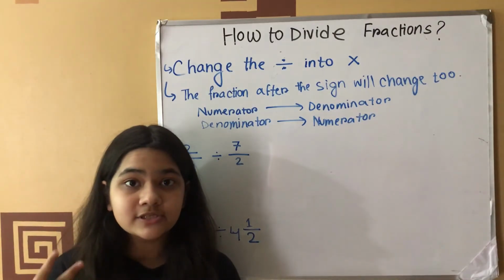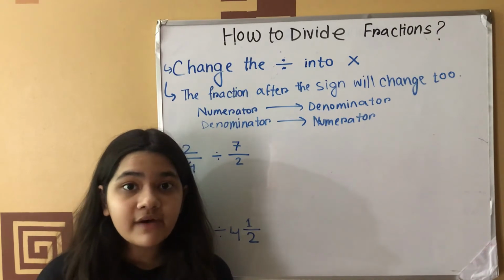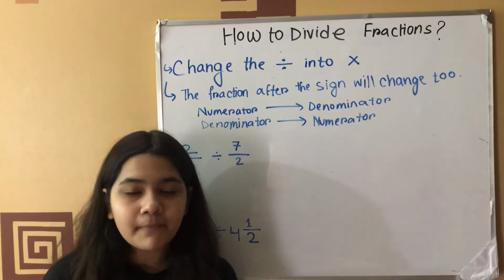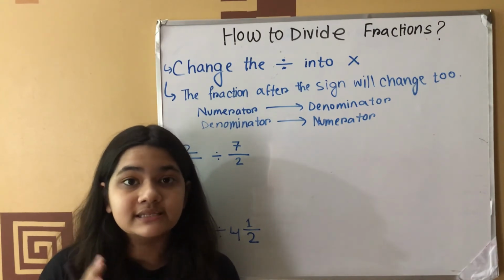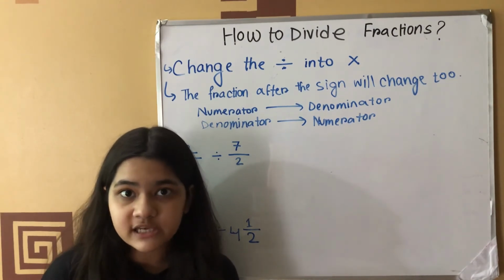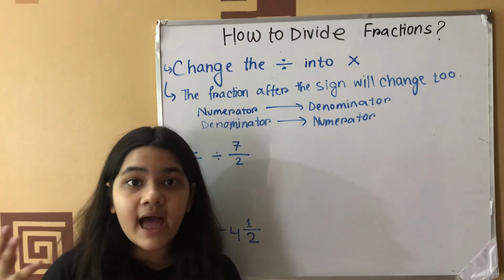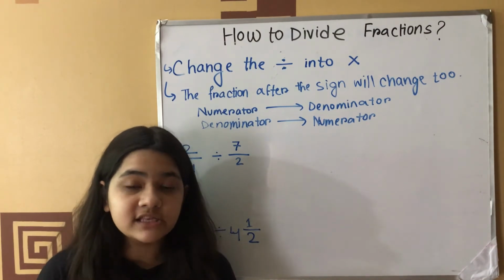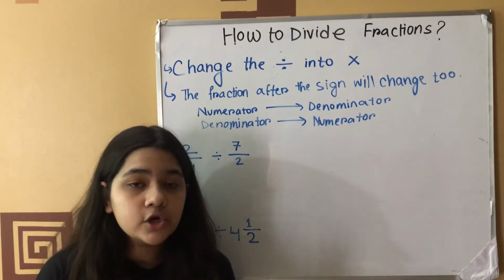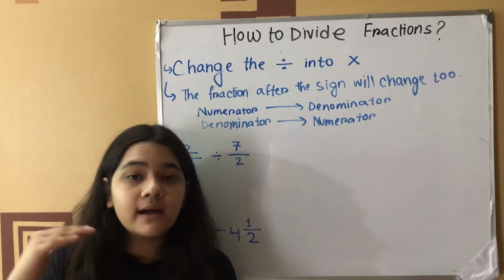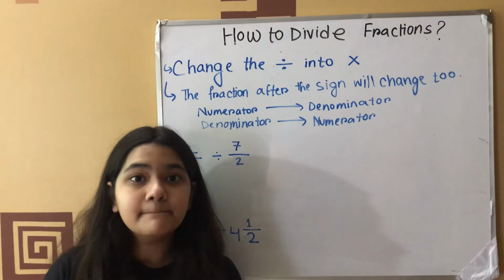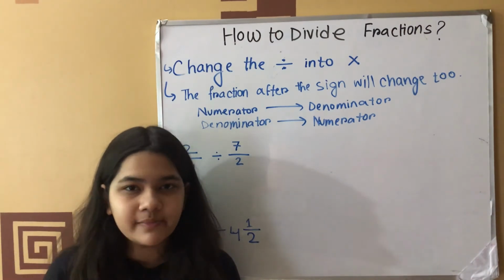Now let's learn how to divide fractions. Dividing fractions is as easy as multiplying fractions. To divide fractions, we are going to change the division sign into multiplication sign, and the fraction after the sign will change their signs too. The numerator will become the denominator and the denominator will become the numerator. And the fraction before the sign will remain as it is.